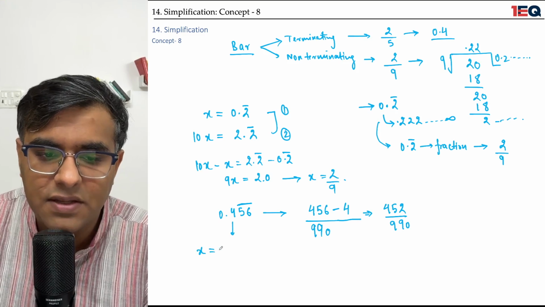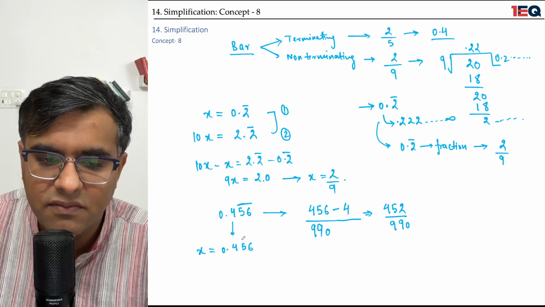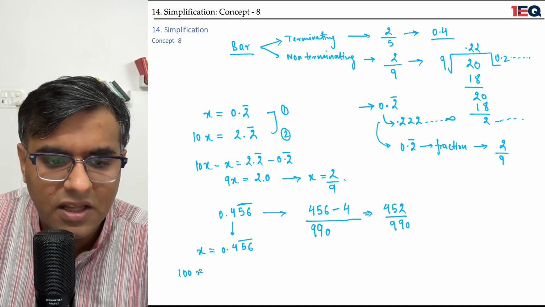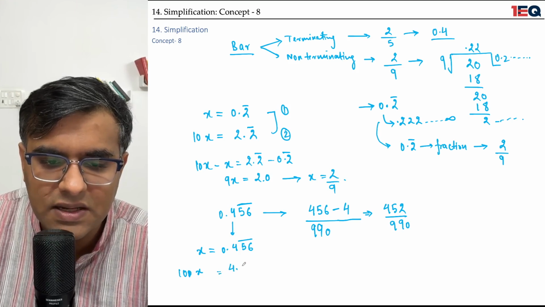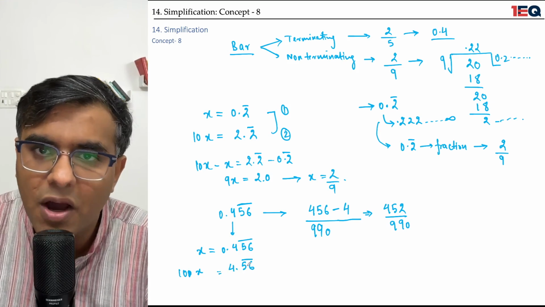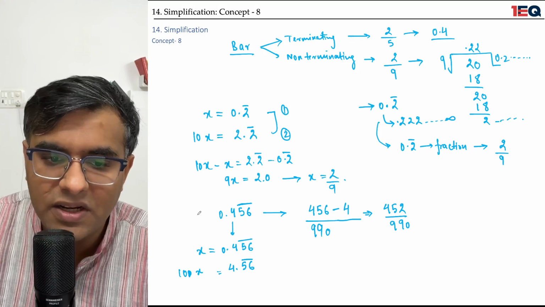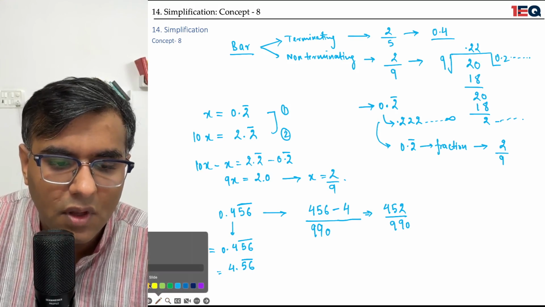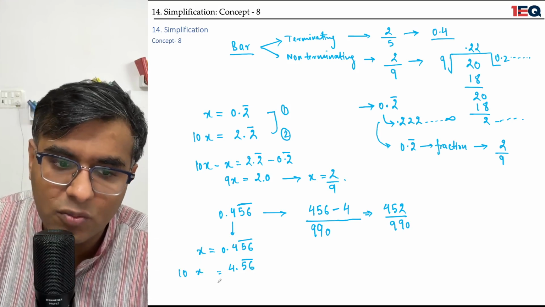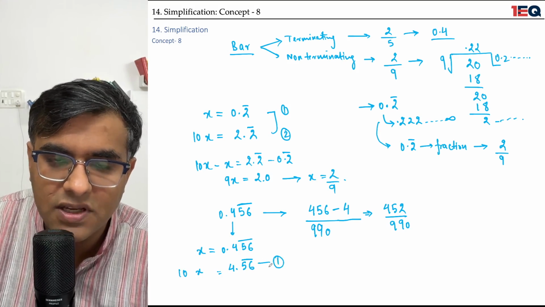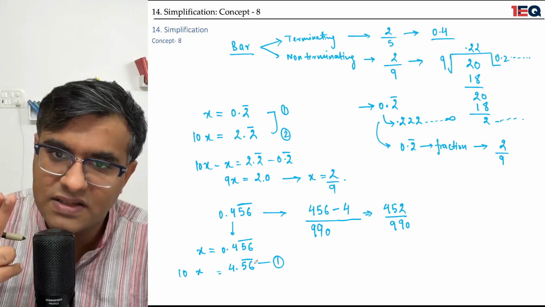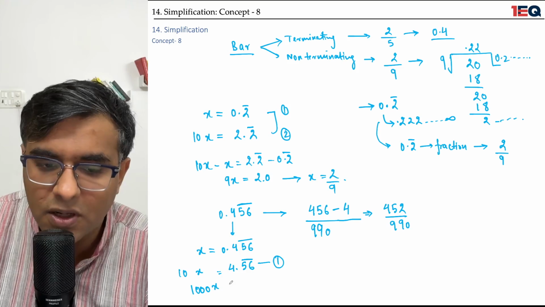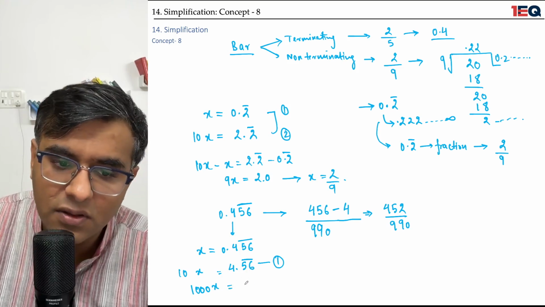Let's assume the value of x to be 0.456 with a bar on 56. Let there be 10x first, okay? The 10x says that 4.56, the 56 gets a bar over here. Now, as 56 is occurring multiple times, I will have to multiply this first equation with 100, because 56 is occurring in a pair. So I would need 100 times of this. That means 1000x would be required to remove the 56 out of the bar situation.